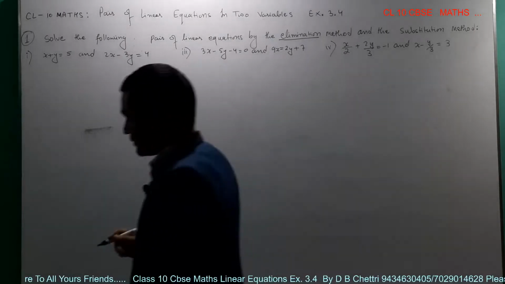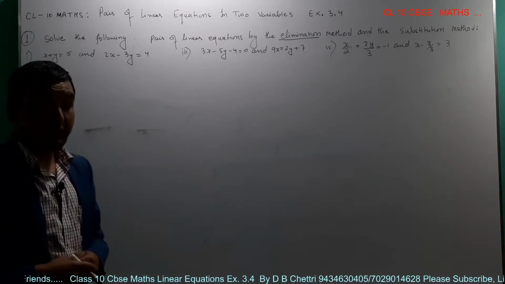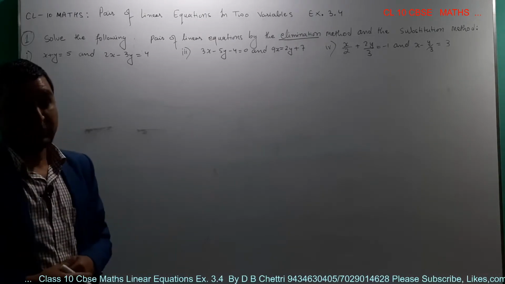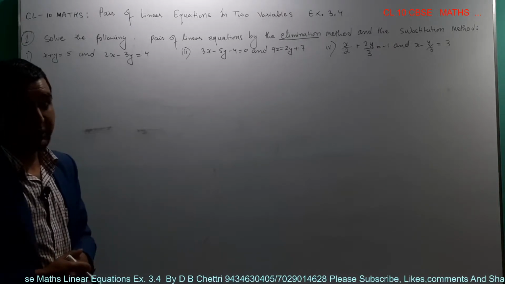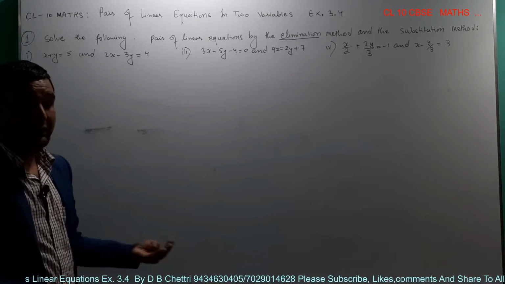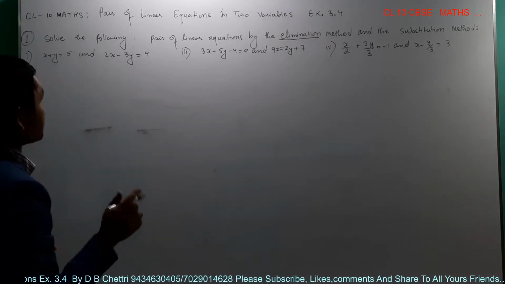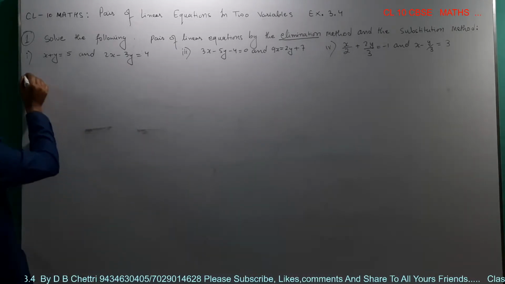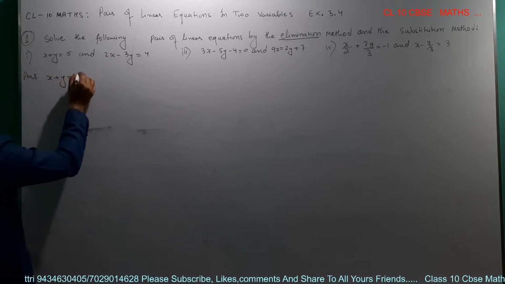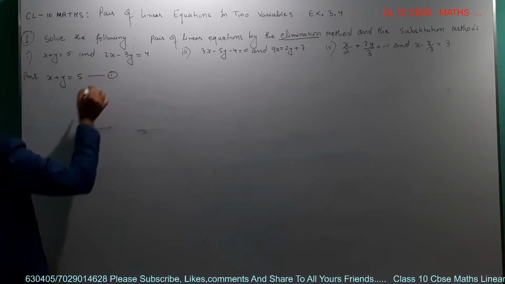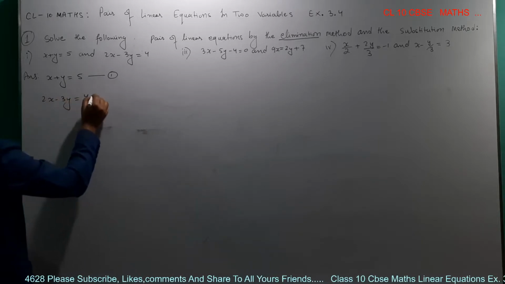Now, to solve this pair of linear equations by the elimination method, we just have to make the coefficient of one of the variables the same, either variable x or y, because in these questions all the variables are x and y. I'll explain by solving this question. x plus y equals 5, mark this as equation 1. Then 2x minus 3y equals 4. This is equation 2.